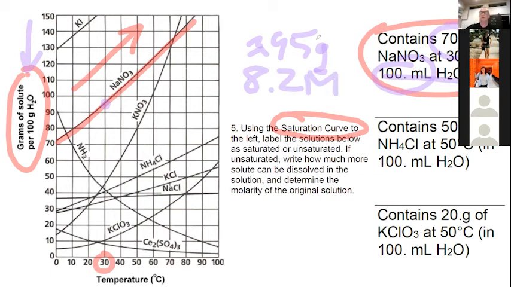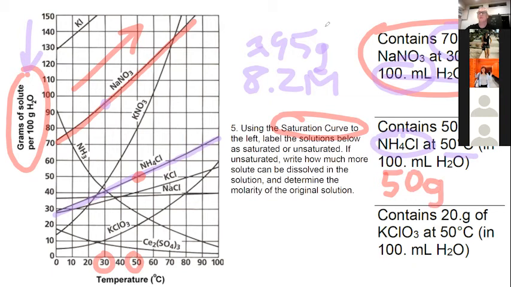Now for the second one, we have ammonium chloride. So we look for the ammonium chloride, and that is this line here, and it's at 50 degrees. Then we look and see what the solubility is at 50. Here's 50, and we go up to the line. It's 50 grams. So the solubility limit is 50 grams at that temperature.